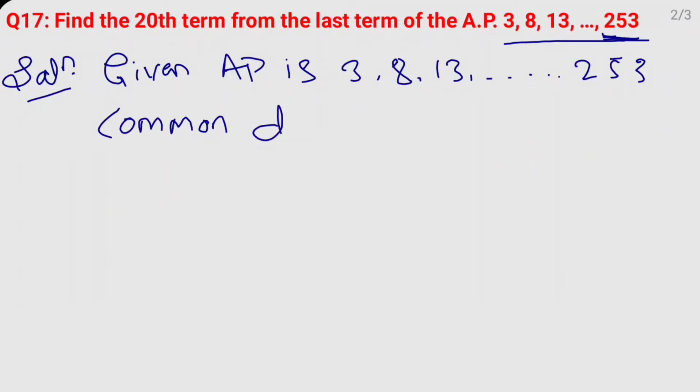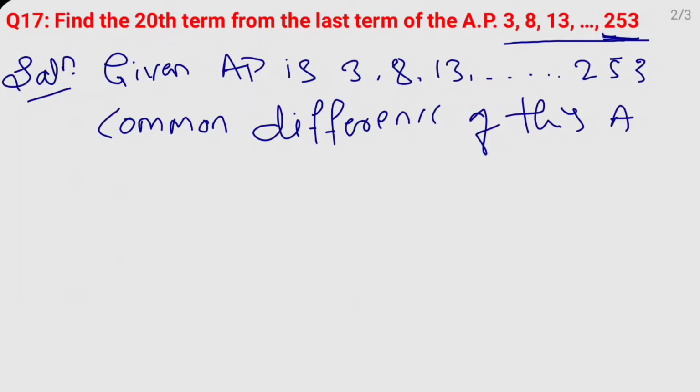So now the common difference of this AP is 5. So look at here, the first term is 3 and the second term is 8. So 8 minus 3 is 5. So here the common difference is 5. And here they asked for the 20th term from last. So now we can write the given AP in reverse order.